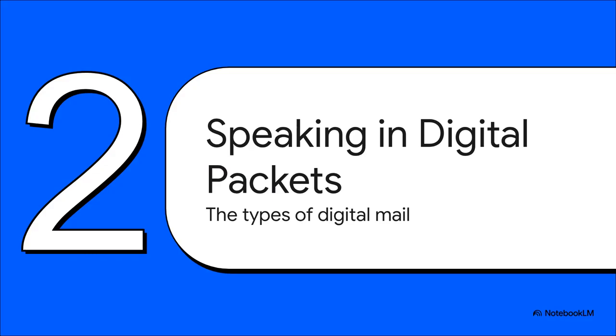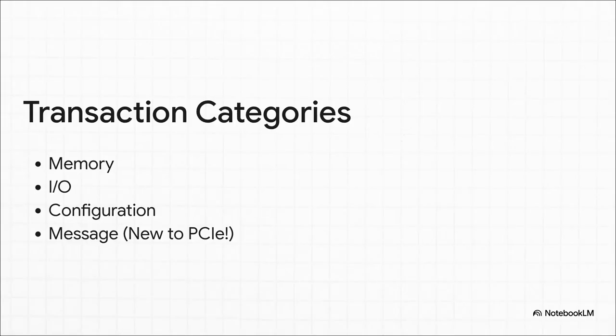So that brings us to Section 2, speaking in digital packets. Because not all mail is the same, right? Let's look at the different kinds of TLPs flying around in there. They basically fall into four main types. You've got your essentials, stuff going to and from memory, commands for your input-output devices, and all the configuration data to make sure everything's set up correctly. But PCIe also added this really cool fourth type, messages. These are for more high-level stuff like signaling an error or telling a component to power down.